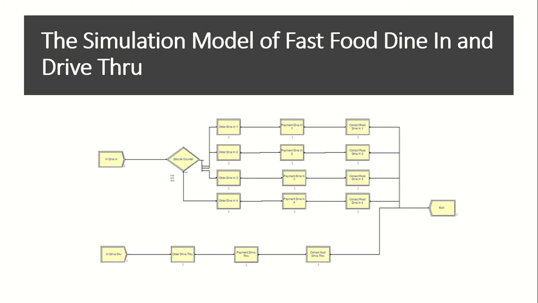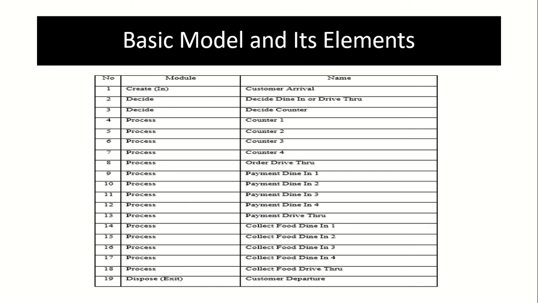This is our simulation model of fast food, dine-in, and drive-thru. For dine-in, we have 4 counters, and for drive-thru, we just have 1 counter. After that, this is our basic model and elements. We have 1 create, then a decide, which decides dine-in or drive-thru. After that, a decide for which counter for dine-in. After that, we have 15 processes.